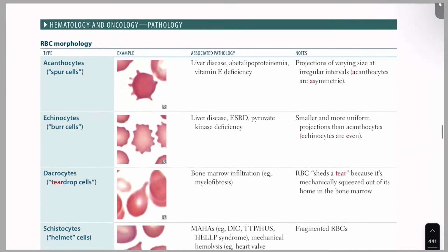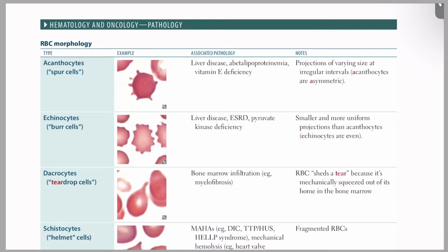Let's start a new subtopic, the pathology section of hematology and oncology. RBC morphology. Type: acanthocyte, spur cells. An example they have given here, a diagrammatic representation. Associated pathology: liver disease, abetalipoproteinemia, vitamin E deficiency. Notes: projections of varying size at irregular intervals. Acanthocytes are asymmetric.